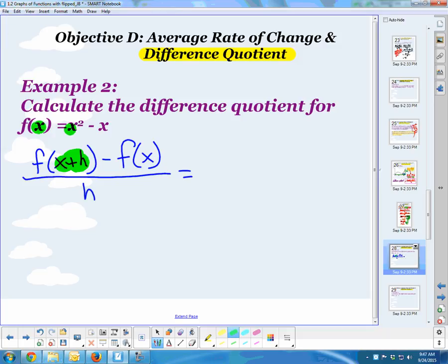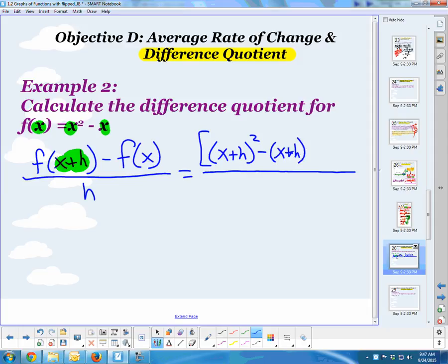So in my rule, anywhere I see an x, I'm going to replace it with x plus h. So I'm going to make a set of brackets here. And the rule says x squared. So that's for me going to be x plus h squared. Minus x, well, that's going to be minus x plus h now. I'm replacing x's with x plus h's. Close that off. Minus the function, the original function f of x. This just says take the original function f of x. So I can take the original function and just write it out. x squared minus x, over h.